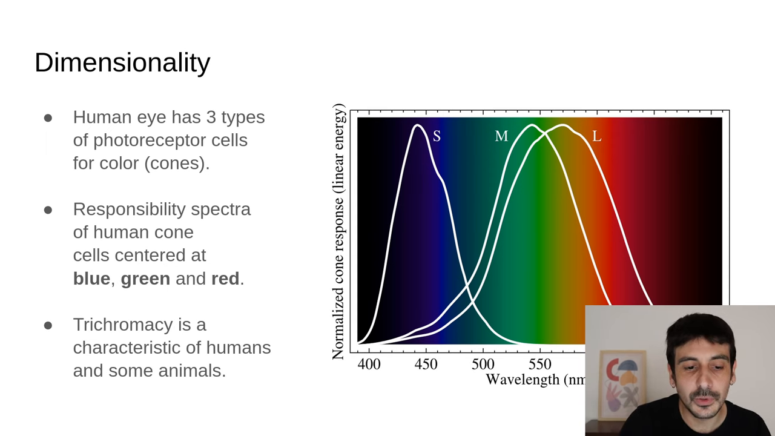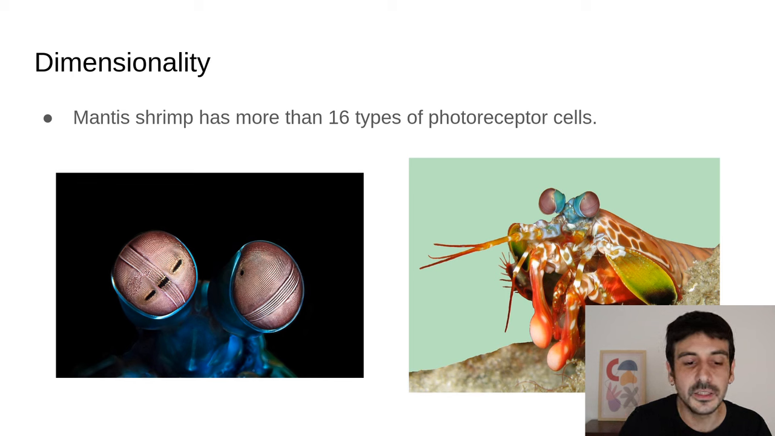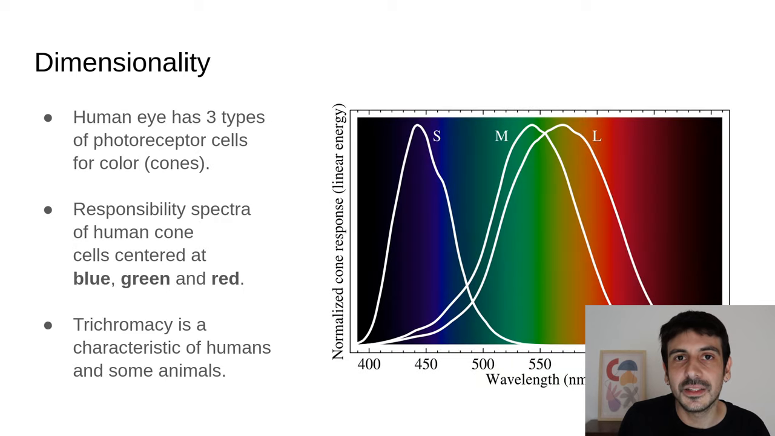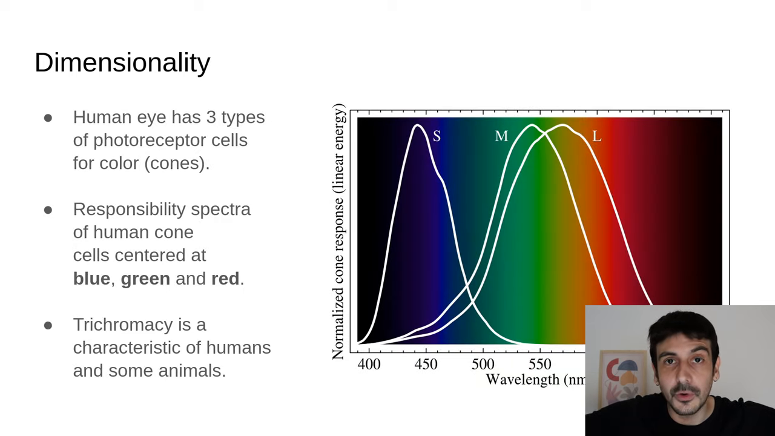I'm going to show you an example of this, which is the mantis shrimp. This animal has more than 16 types of photoreceptor cells. And obviously, I do not know if they use all the 16 types of photoreceptor cells in order to capture color, or if they do different things. Maybe they have a different function. But let's assume for a minute that they use all 16 types in order to capture color. If they have 16 cells and we have only 3, this means that they can capture way more information and way more colors.